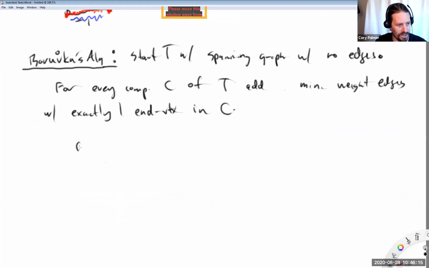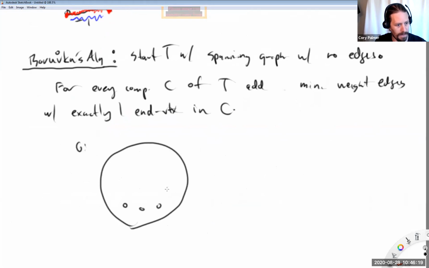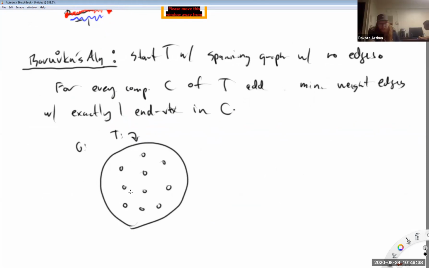Say we have G, and I've got all the vertices of G. In this first step, what are the components of this graph? I've got a bunch of edges here, but I start off with T being literally just the vertices of the graph with no edges. What are the components of T? All the vertices. So we have a bunch of vertices here.